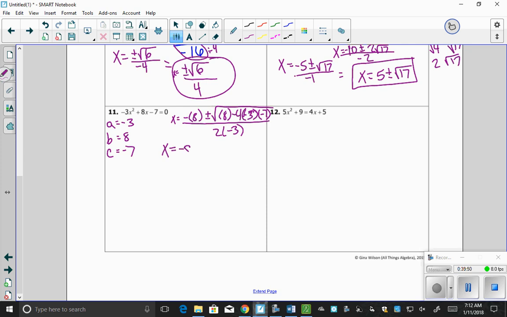So I have x equals negative 8 plus or minus the square root, and that should be squared. 8 squared is 64. When you do negative 4 times negative 3 times negative 7, you get negative 84, all over negative 6. Simplify your square root, and you'll get the square root of negative 20 over negative 6.